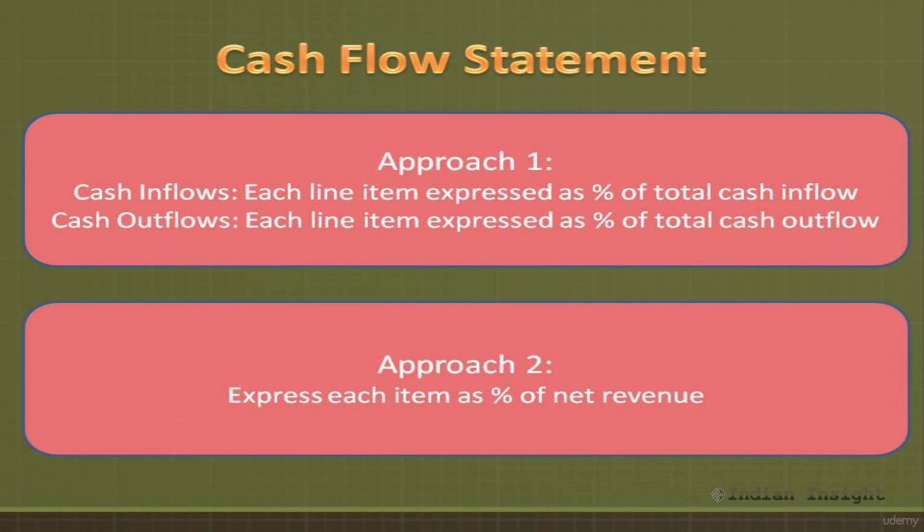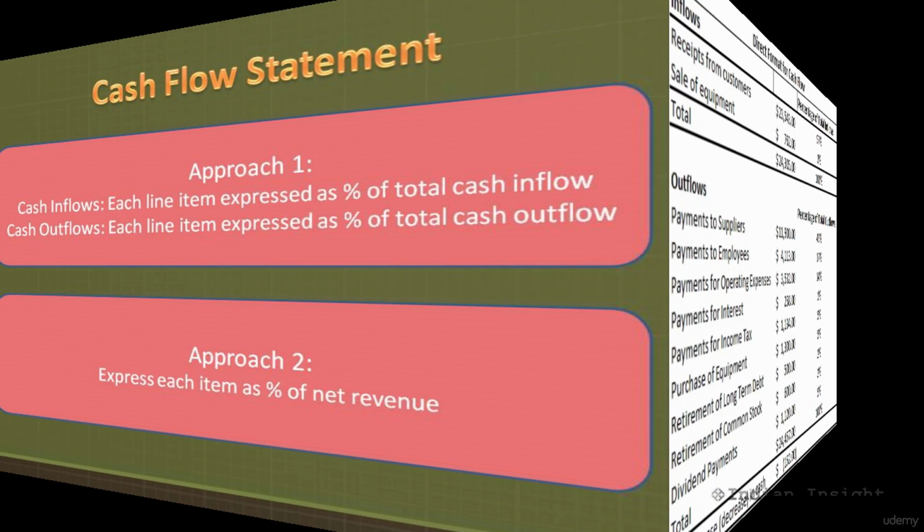Now in case of common size cash flow statement, there are two alternative approaches. The first approach is to express each line item of cash inflow as percentage of total cash inflow, and similarly expressing each line item of cash outflow as percentage of total cash outflow. This approach helps us clearly see what dominates the cash inflow or outflow. Another method to perform common size cash flow statement analysis is to express each line item as percentage of net revenue.